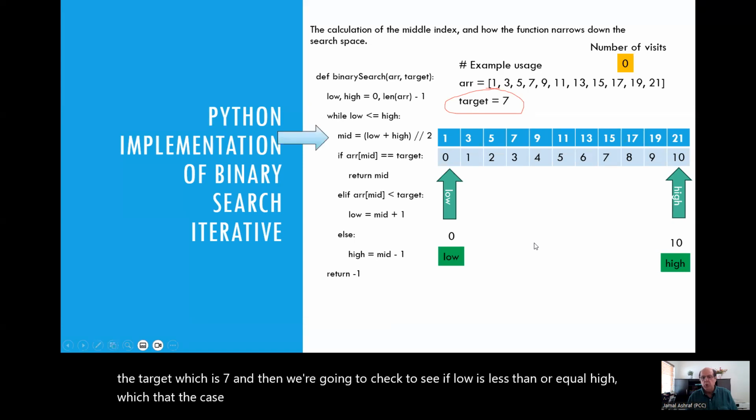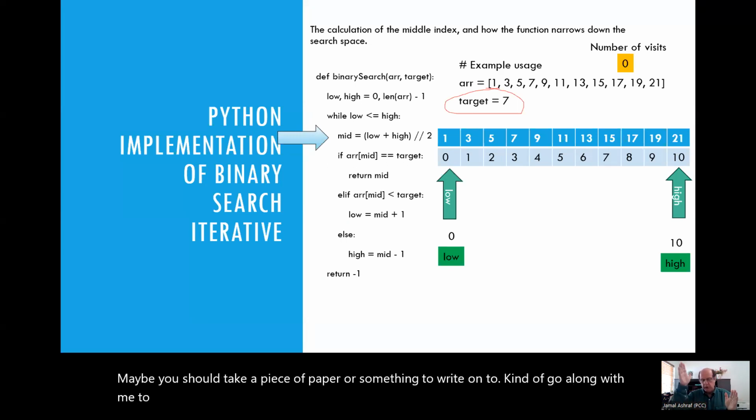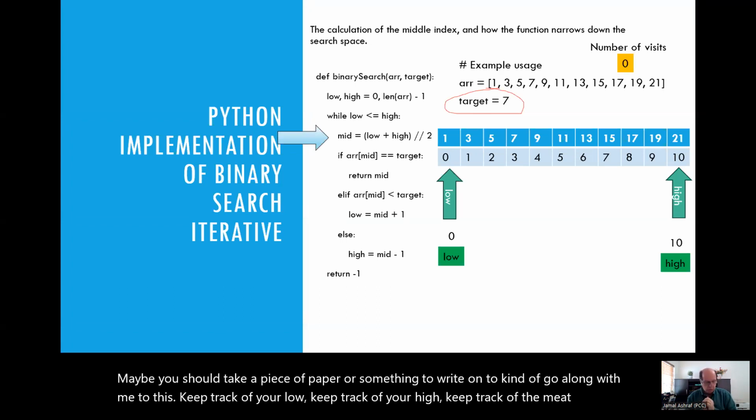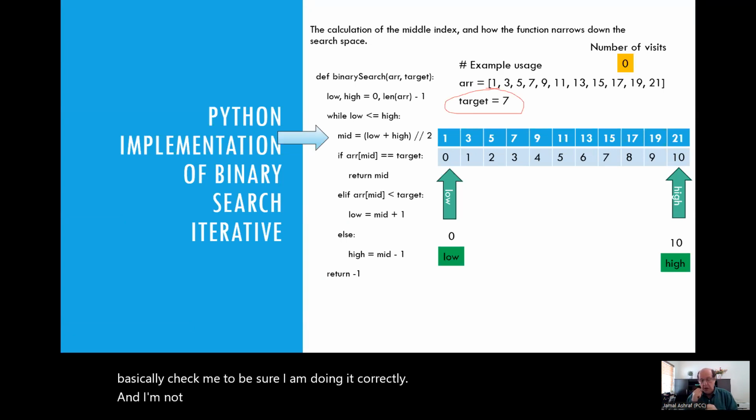Then we're going to calculate the mean. So maybe you should take a piece of paper or something to write on to kind of go along with me through this. Keep track of your low, keep track of your high, keep track of the mean, and basically check me to be sure I am doing it correctly and I'm not missing anything.